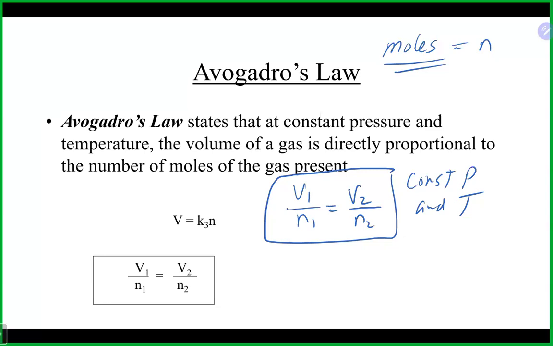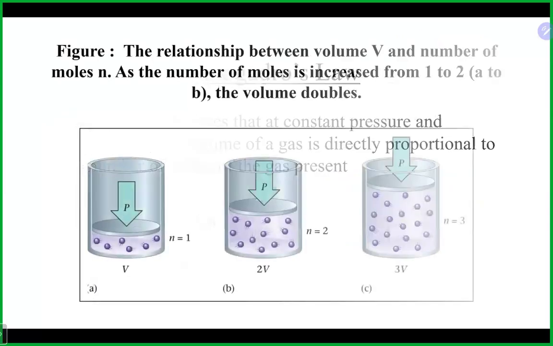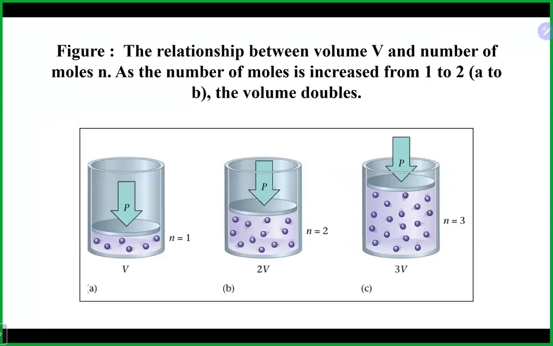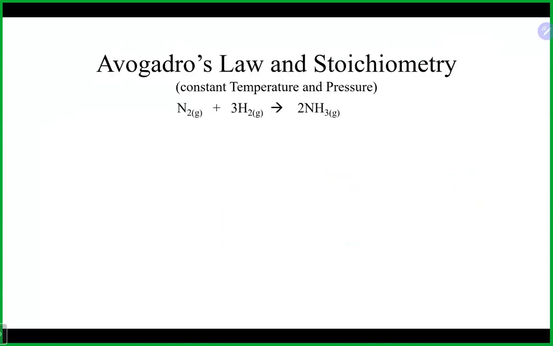Now, another thing that happens with Avogadro's relationship is, as you can see here, with one volume, we have 1 mole. 2 moles, you get 2 volumes of a gas. 3 moles, you get 3 volumes of a gas. So one of the consequences of Avogadro's relationship, when you have constant temperature and pressure, is you could actually use it in stoichiometry.